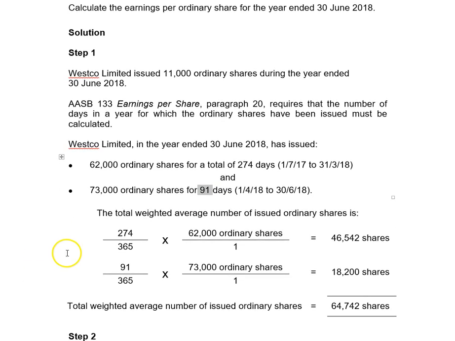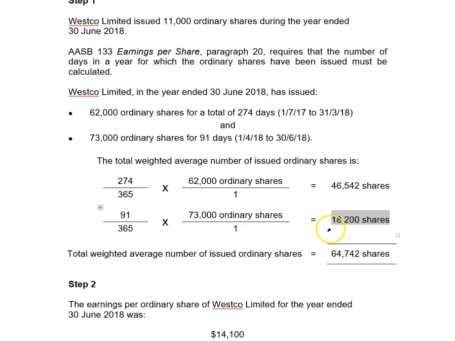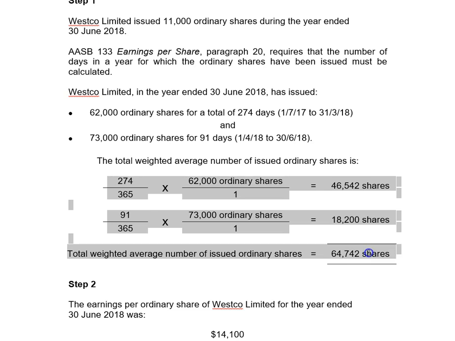When you want to weigh the average, for 274 days out of the 365 days, you have 62,000 shares. So you multiply them together. This is the weighted average for that period. Then for the remaining 91 days out of the 365 days, you would have 73,000 shares. The weighted figure would be about 18,200 shares. Then you add these two up, and that would be your total weighted average number of ordinary shares for the whole year.